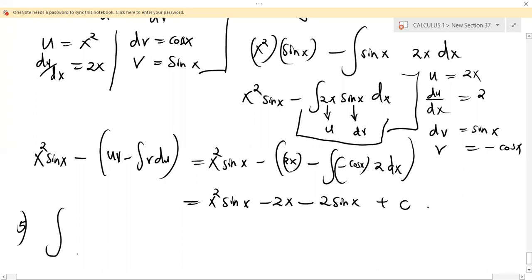Integral of x squared exponential a half x dx.